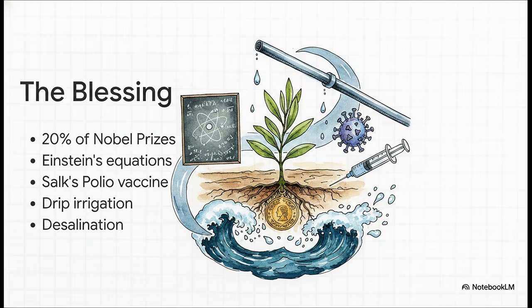Look, even in their partially returned, fractured state today, this tiny fraction of the world's population has been a profound blessing to humanity. I mean, they hold roughly 20% of all Nobel Prizes. From Einstein's groundbreaking equations to Jonas Salk's polio vaccine, right down to the drip irrigation and desalination technology that literally feeds and waters the planet today. Ask yourself this: if this scattered, broken people is already this much of a blessing to the world, how unimaginably great will the blessing be when the remnant is completely restored physically and spiritually in the final days?